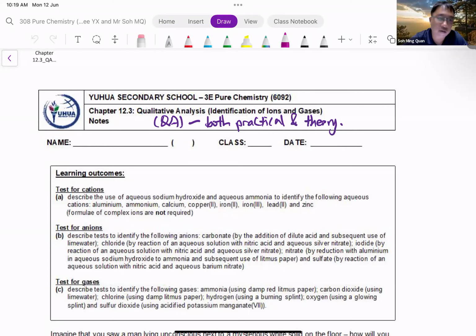Now, whether it comes out for the practical or not is not the most important thing. What's important is knowing QA very, very well. This is because it is important to know the tests well so that you are safer in the lab. Lab safety begins with you and me, and lab safety begins with your knowledge of chemicals and chemical reactions.